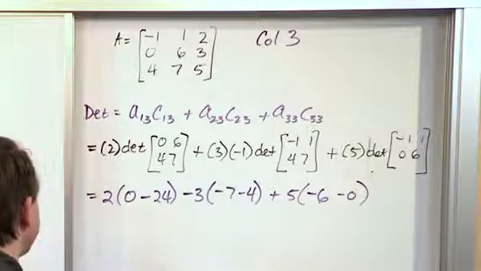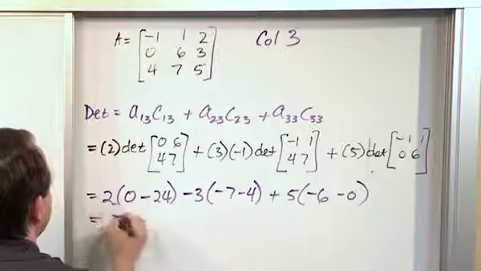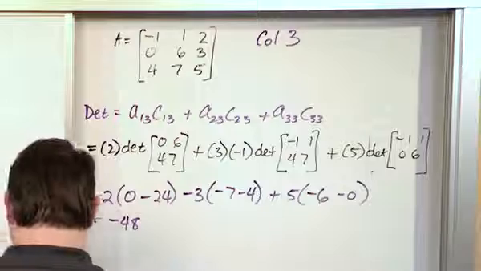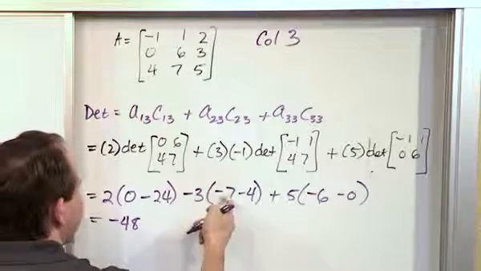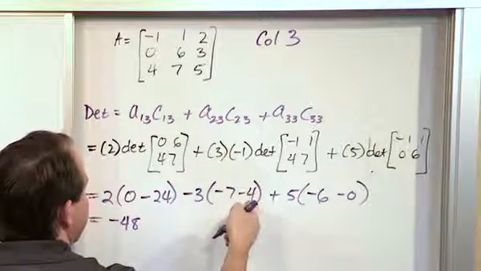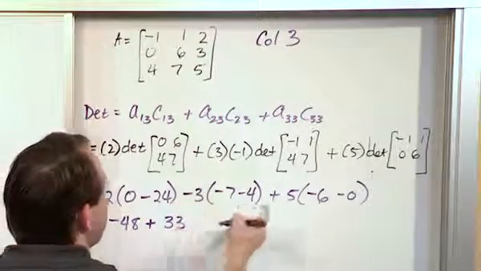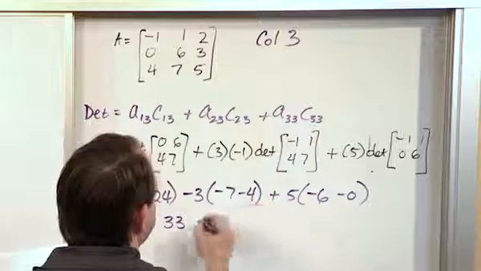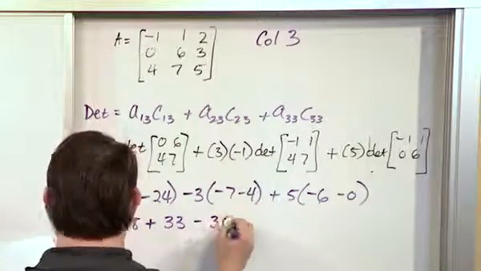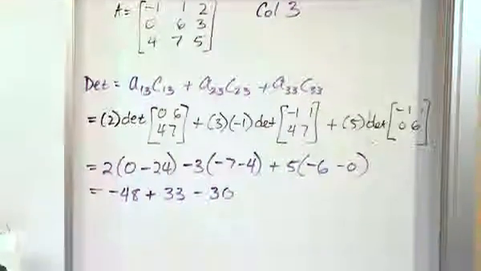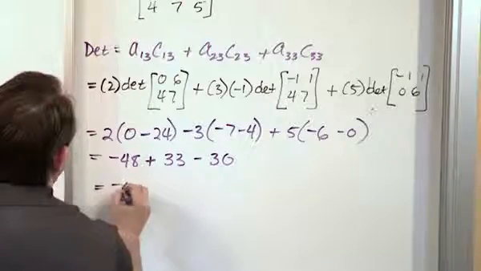So we found the determinants. Here we get, this is negative 24, so that's negative 48. Okay. Here, this is going to give you negative 11. Inside here, negative 11 times positive 3 is positive 33. And then inside here, negative times positive is negative. 5 times 6 is 30. So we have negative 48 plus 33 minus 30. And when you do that, you're going to get negative 45.